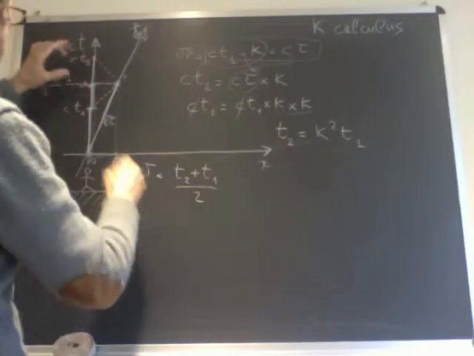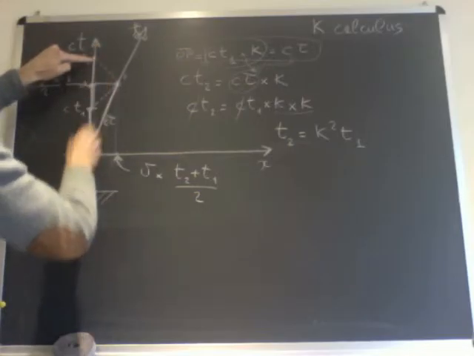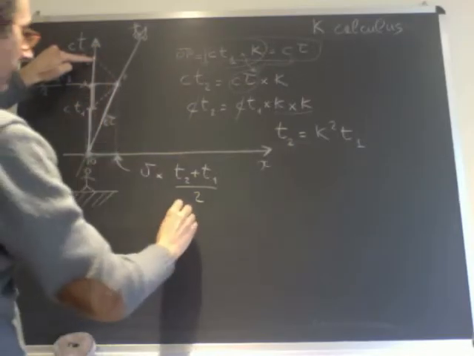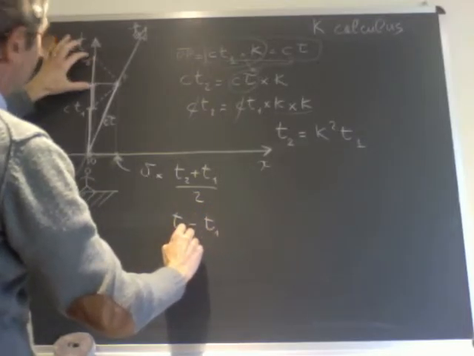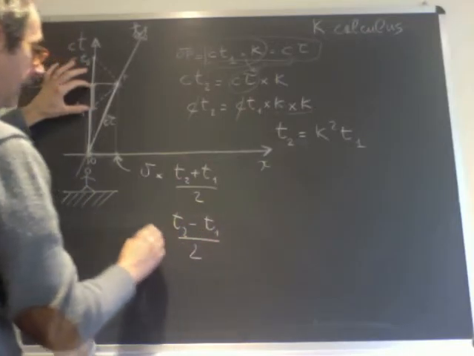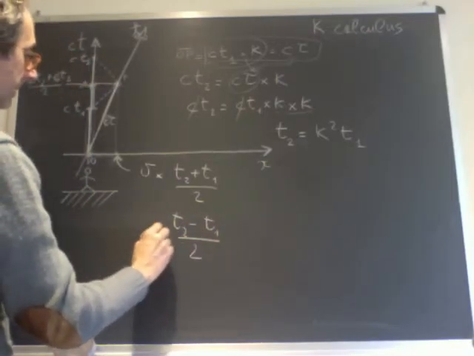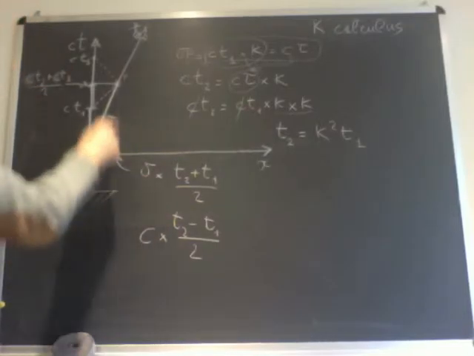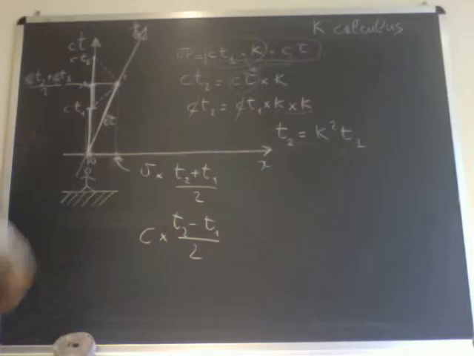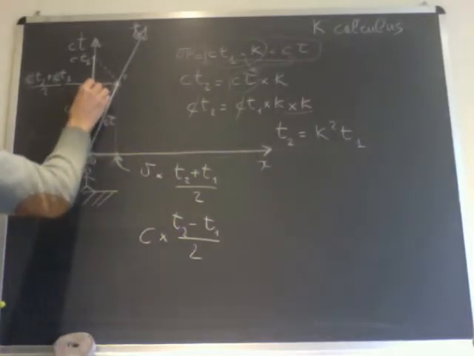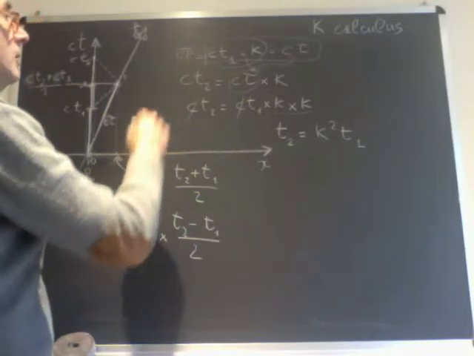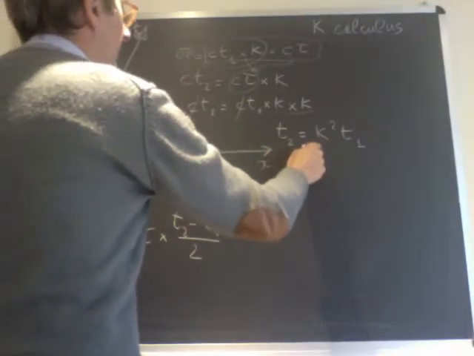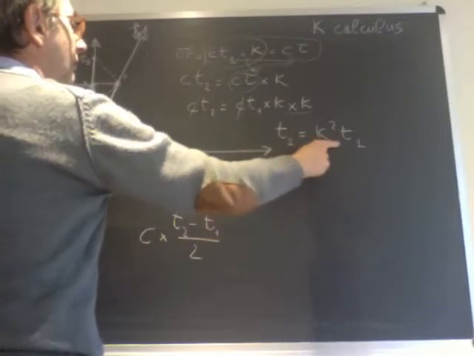But this is t2 minus t1. So if I do t2 minus t1 divided by 2, and I multiply this by the speed of light, I get exactly the same coordinate x, because it's the space traveled by this beam of light. So these two quantities must be equal. But I can use this relationship here to express t2 as a function of t1.